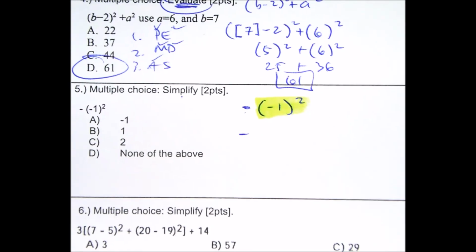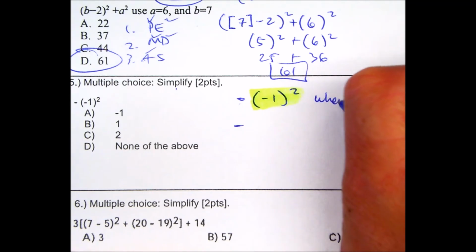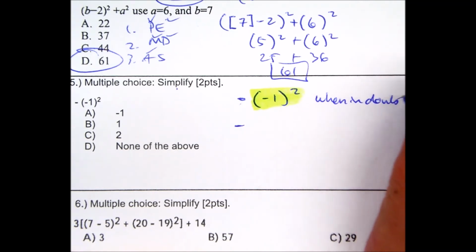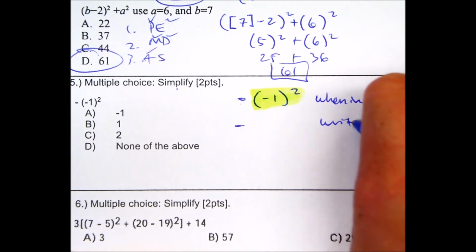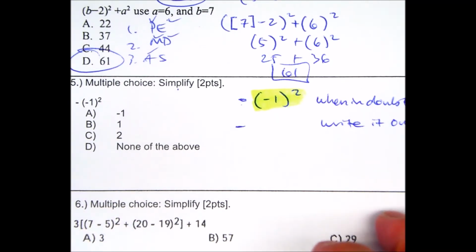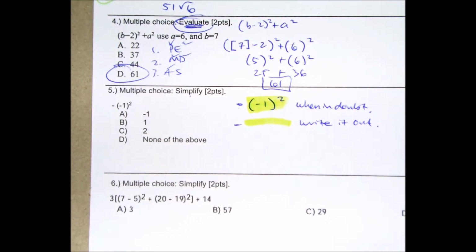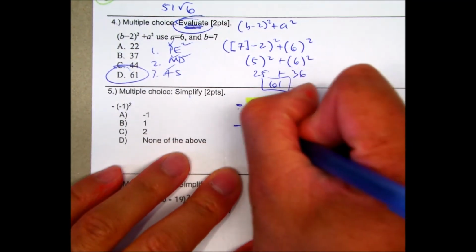So here's a hint when you're doing anything with exponents. When in doubt, write it out. What does that mean? Here I would choose -1 times -1.